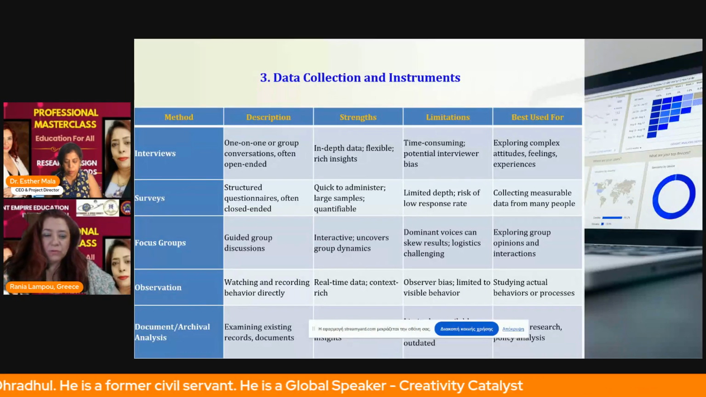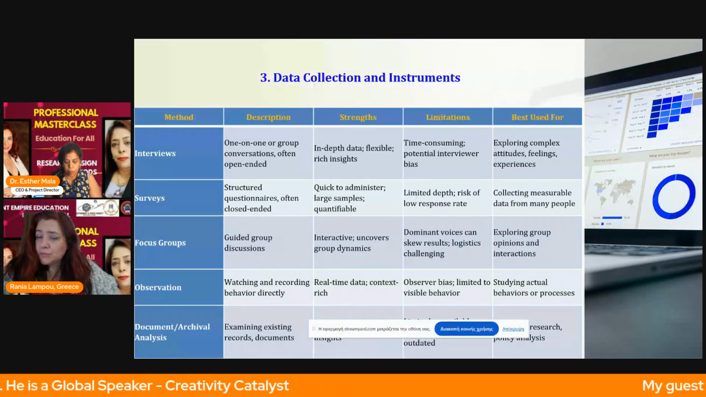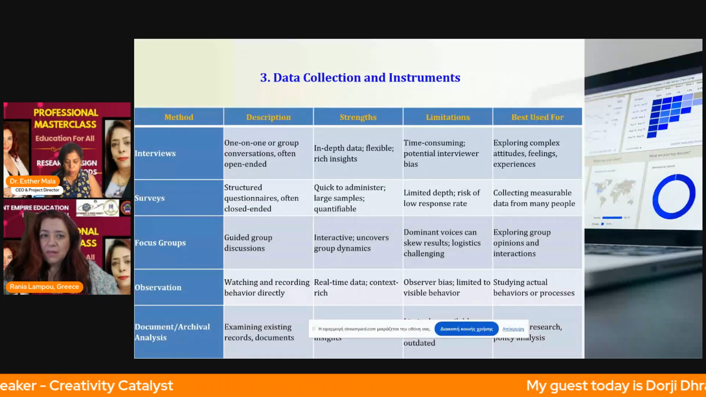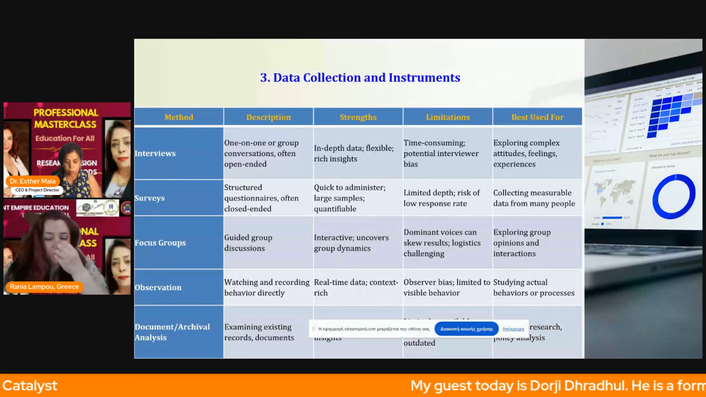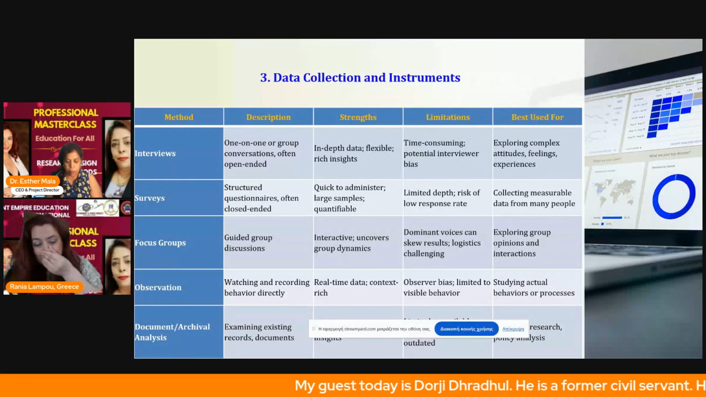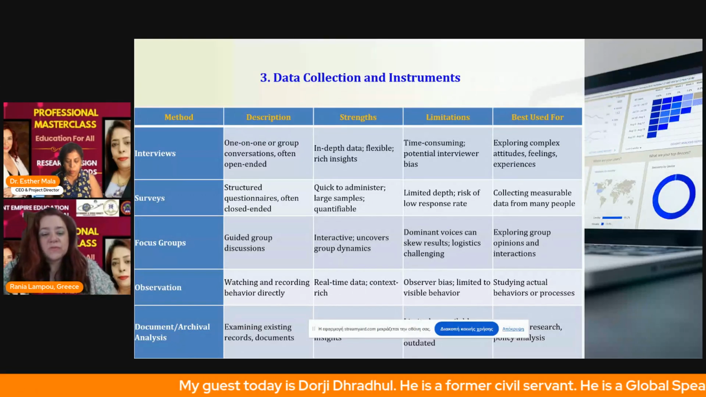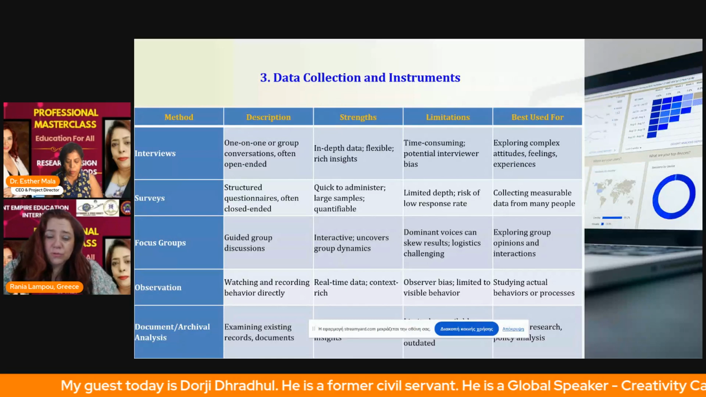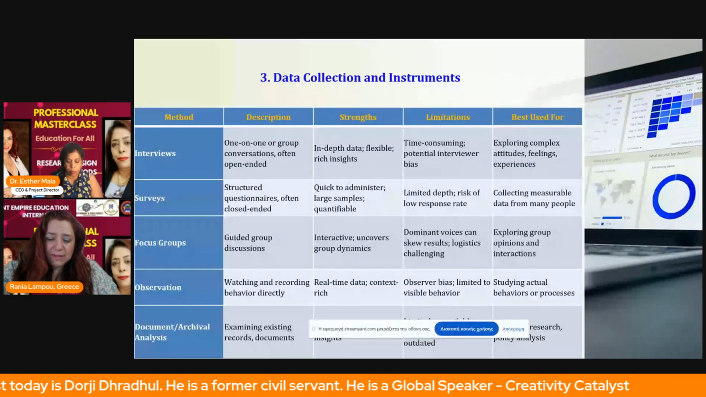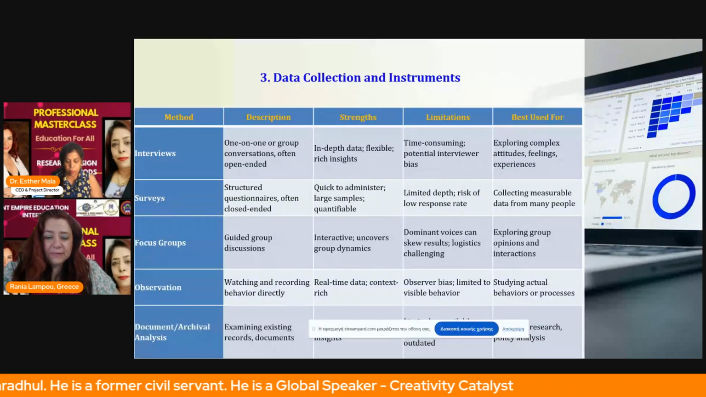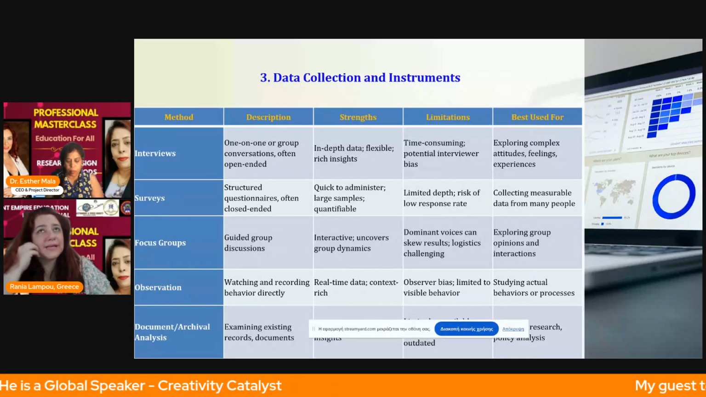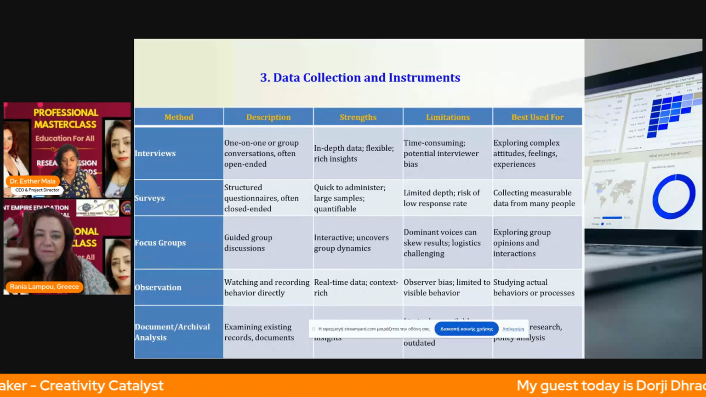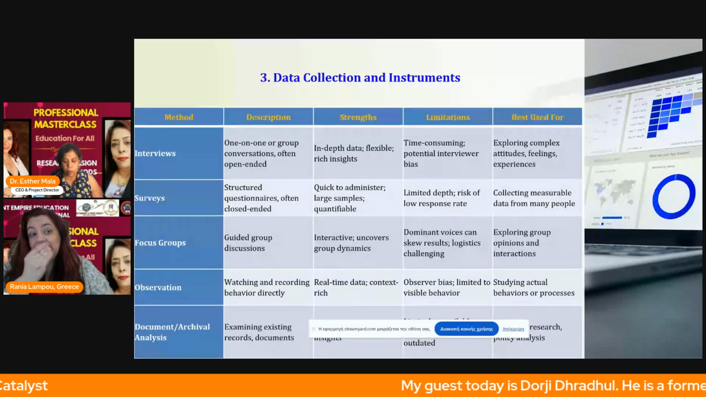Then the document or archival analysis, which is best for historical research or for policy analysis. This is when we want to examine existing records or documents. The strengths are that it's non-intrusive and offers historical insights. The limitation is that it is limited to available documents, which may be outdated.